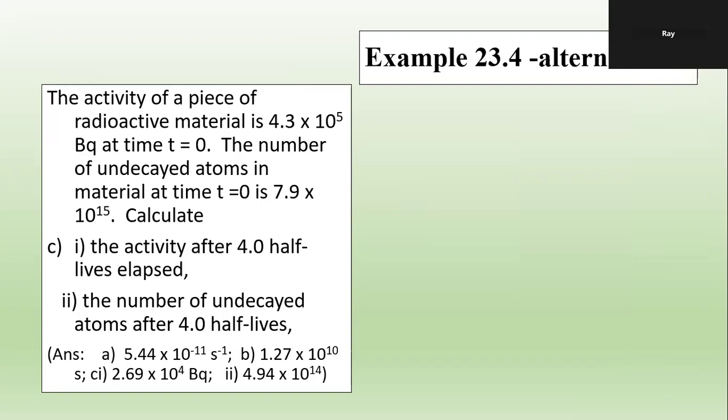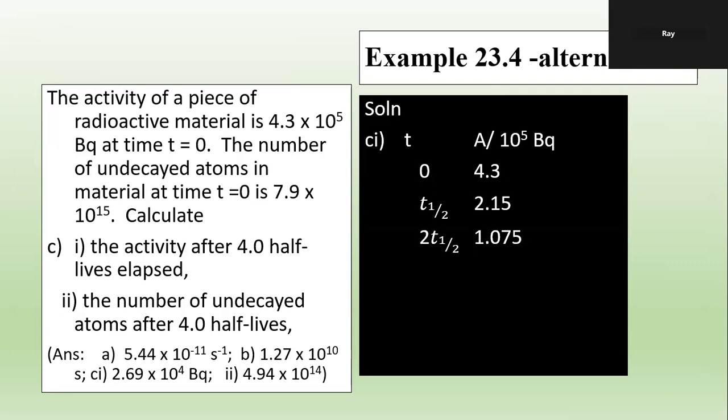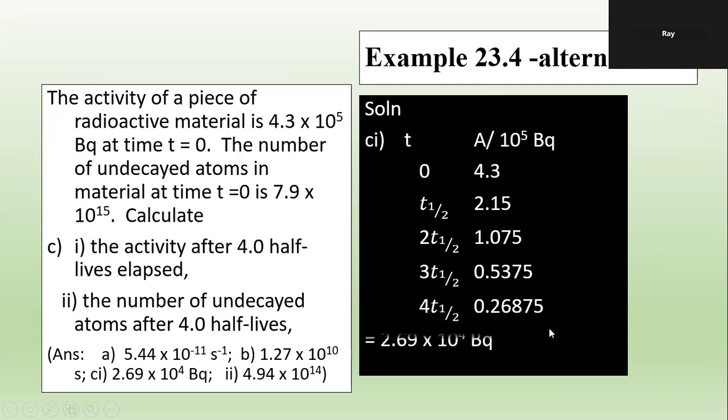Alternatively, you can do the exponential, or use the definition. Half of it is left after one half-life. After another half-life, half of it is left. Half of it is left after another half-life. And then there's your four half-lives.